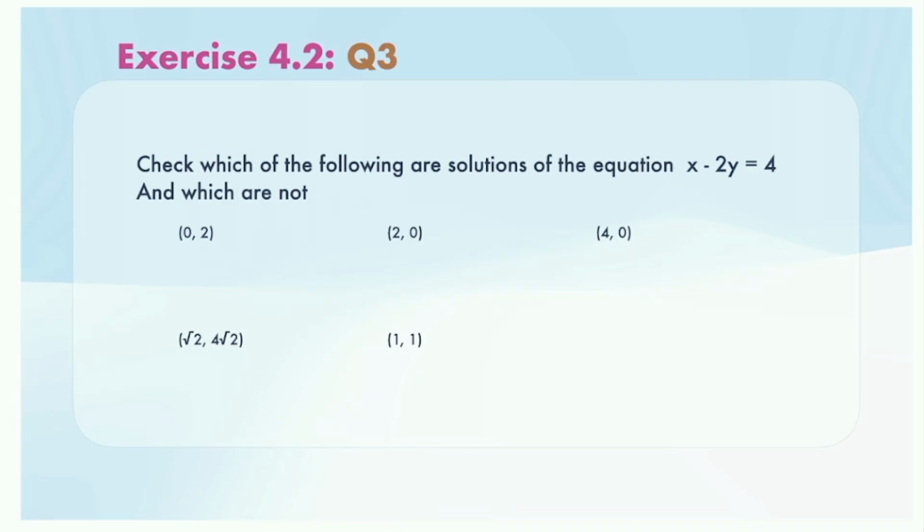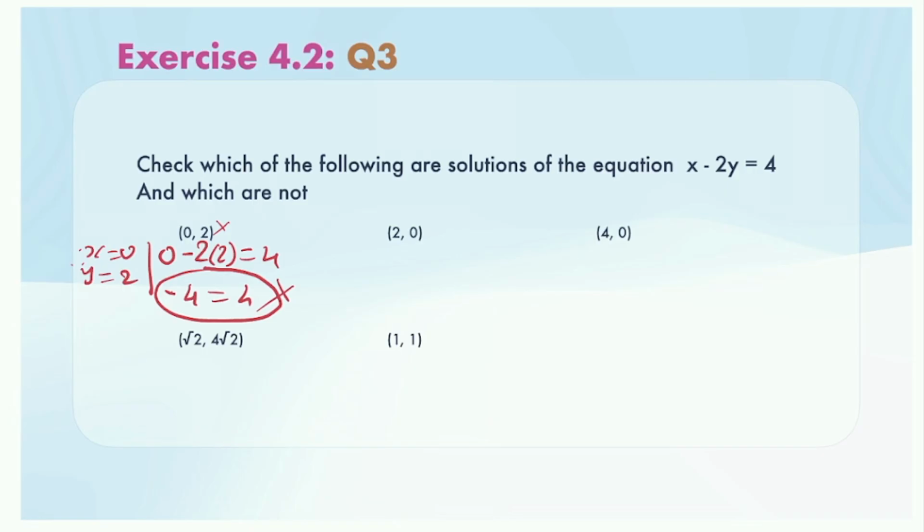First one is 0 comma 2. Now if I want to check whether 0 comma 2 is a solution of this equation or not, I have to put x equal to 0 and y equal to 2. So the equation will look like 0 minus 2 in the bracket, y is 2, equal to 4. So 0 minus 2 multiplied by 2, that is minus 4 equal to 4. Now this is not right, because minus 4 is not equal to 4. So this is not a solution of that equation.